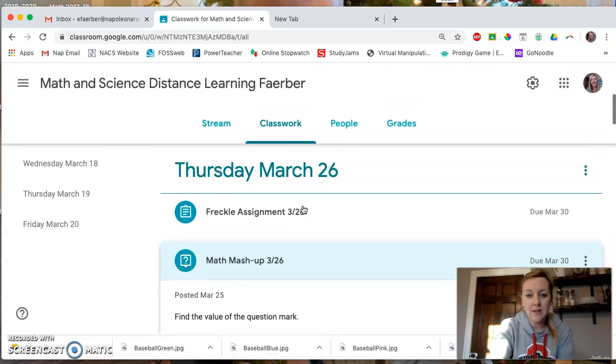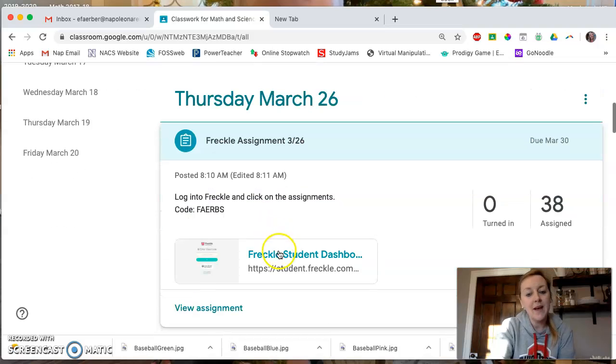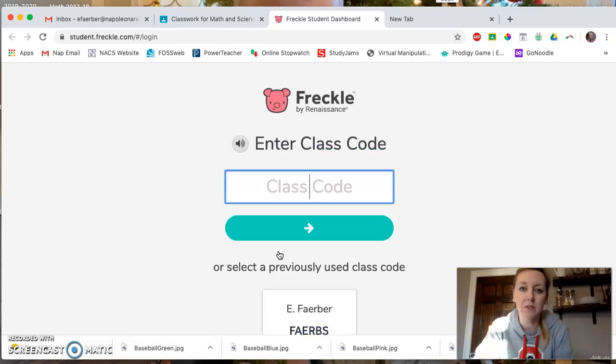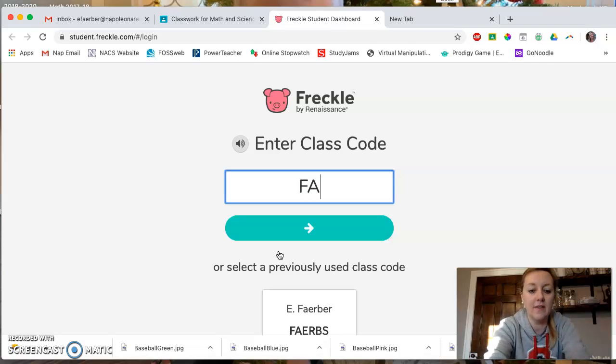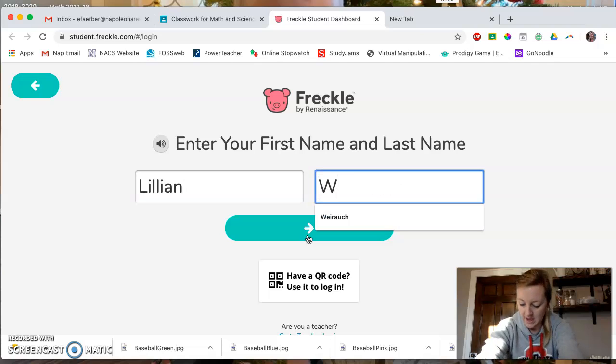The Freckle is going to be different today though. So when you click on your Freckle assignment, I'm not asking you to log 10 minutes. I'm asking you to actually complete a 5-question assignment, and it is on multiplication. So when you click on that link, it's going to ask you for the class code, and that would be FARBS. Make sure it's in all caps. And then you would enter your first and last name. So we are going to actually go into Lillian's account.